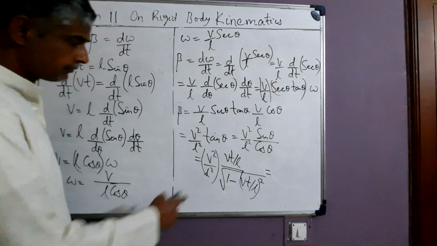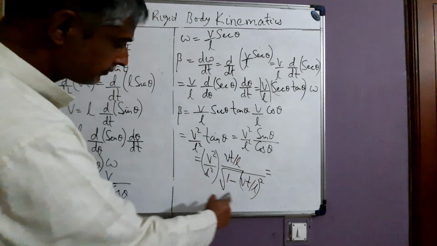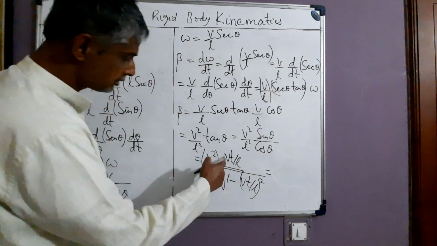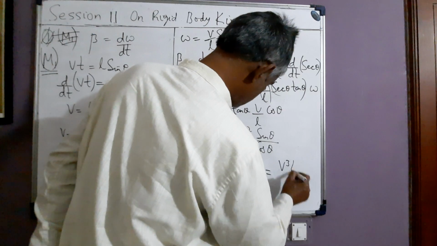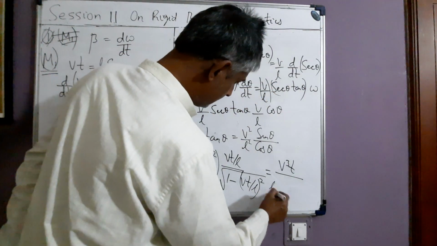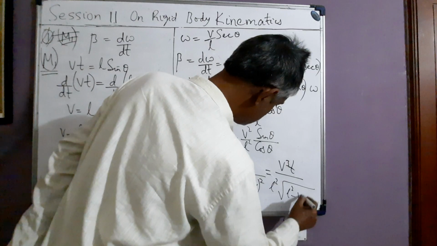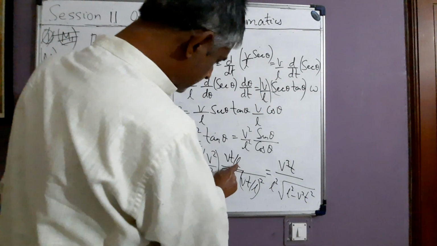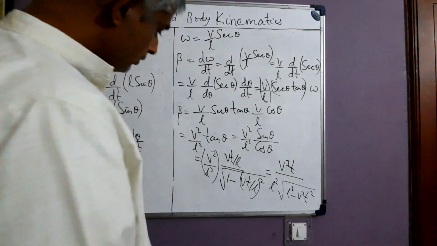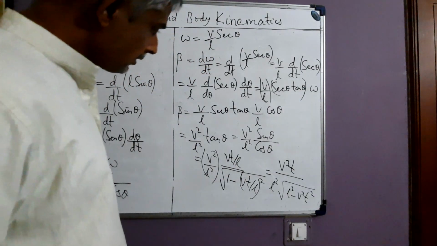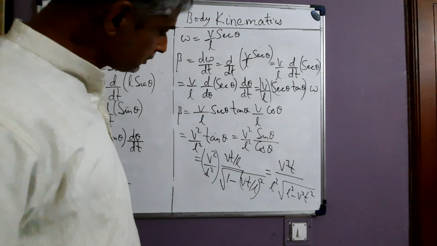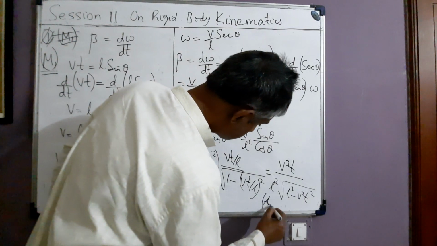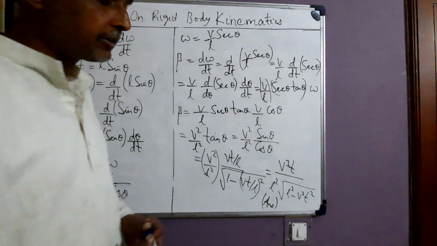You can leave it like this also, but if you want, you can simplify. So L goes up, and this becomes V cube t by L square into root under L square minus V square t square. I think this is the correct answer. One L cancels out with this one. So this becomes V cube t upon L square root of L square minus V square t square. This is therefore the required answer, the angular acceleration of the rod as a function of time t.